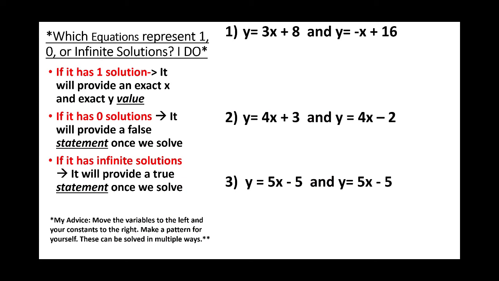All right, so this page has 3 examples that will show you one solution, 0 solutions, or an infinite amount of solutions. Again, there are many ways to solve these types of problems. My advice is to move the variables to the left and your constants to the right. The variables are anything that has an x next to it. Your constants are just your numbers that don't have a variable next to them.